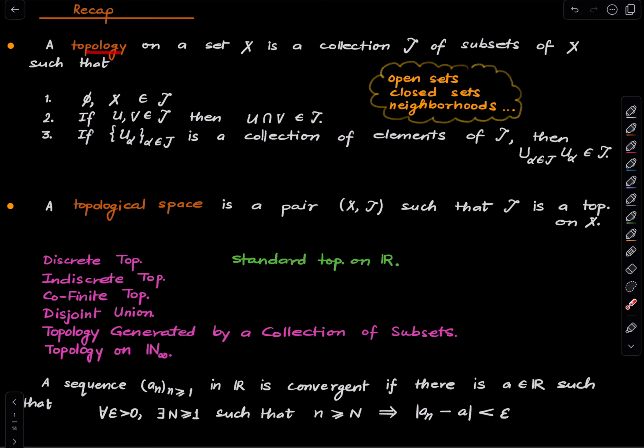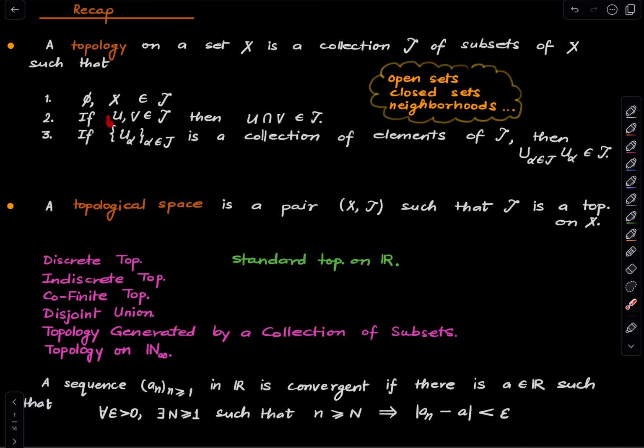So a topology on a non-empty set X is a collection tau. In this slide, I have not written tau, I have written curly T, but I'll read it as tau. So it's a collection tau of subsets of X satisfying three axioms. The first is that the empty set as well as the full set is there in tau. The second is closure under finite intersections.